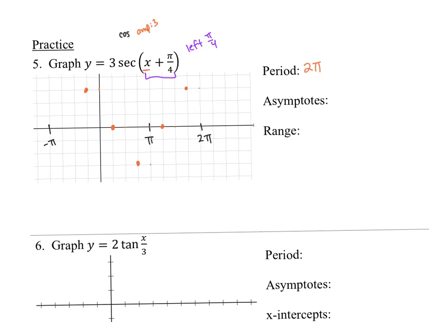Now I'm going to extend this a little bit with the pattern. This was up, and then it went 0, and then it went down. This is up, so this goes back to 0, and then it would go back down. That's what cosine does. But secant is the reciprocal. So secant means everywhere I see a 0, I actually have an asymptote.